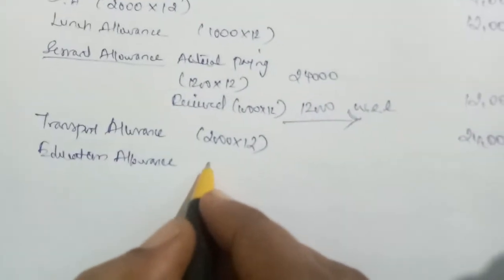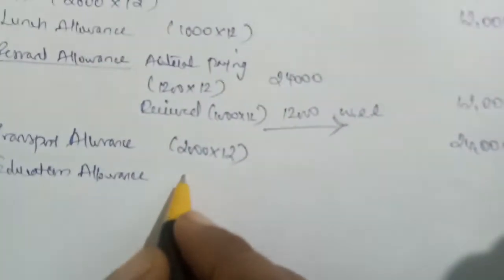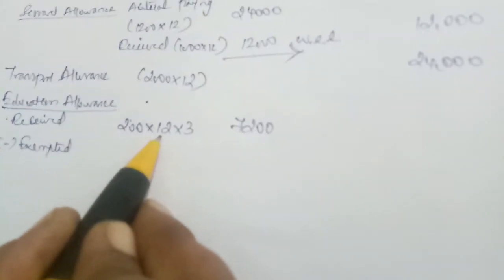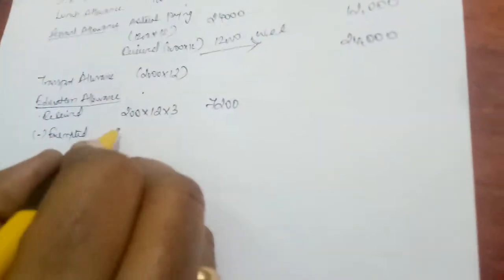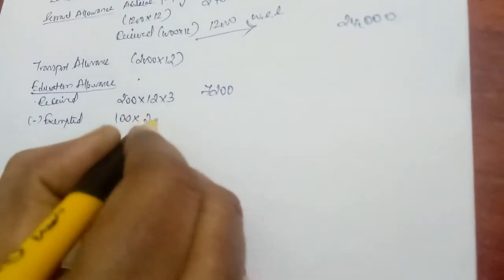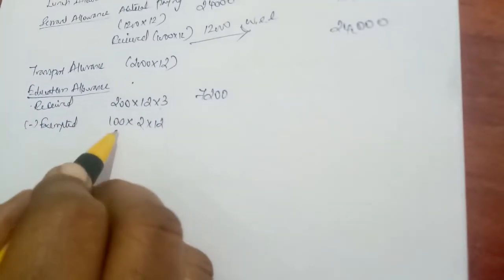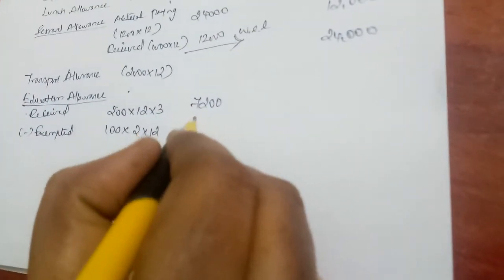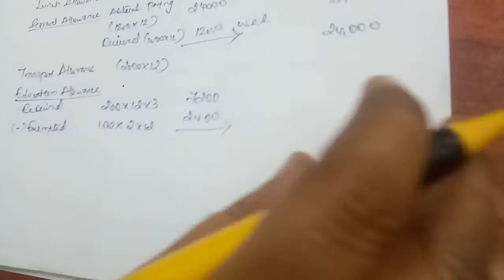So education allowance received, whichever is less. He is receiving 200 per month for 3 children. So 200 into 12 into 3, 7,200. Exemption is 100 into 2 into 12. Only for 2 children 100 per month is allowed. So we are taking into account 2,400. The remaining portion is fully taxable. So 4,800.